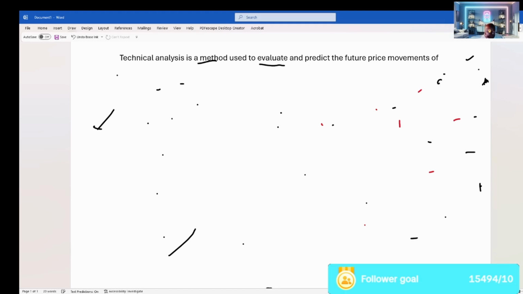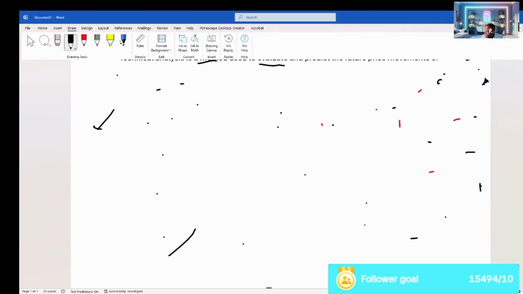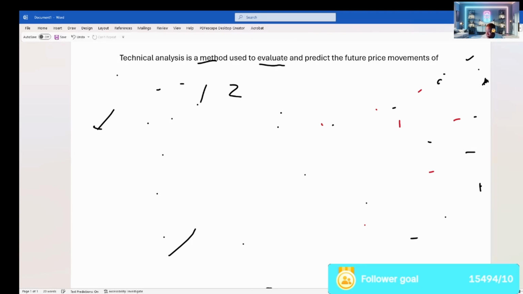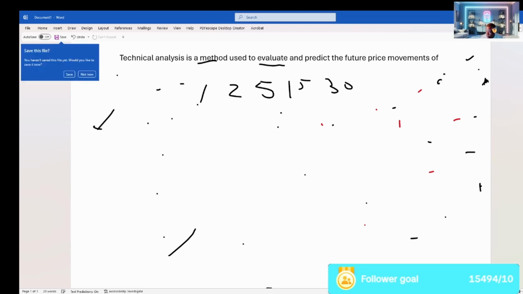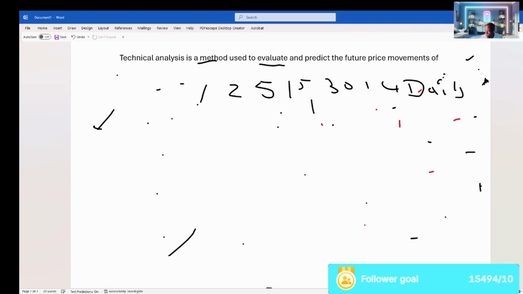You see what we do? I'm going to show you those intervals. We have what you call interval 1 minute. We have 2 minutes. We have 5 minutes. We have 15 minutes. We have 30 minutes. We have 1 hour. We have 4 hours. We have daily. We call that interval time.